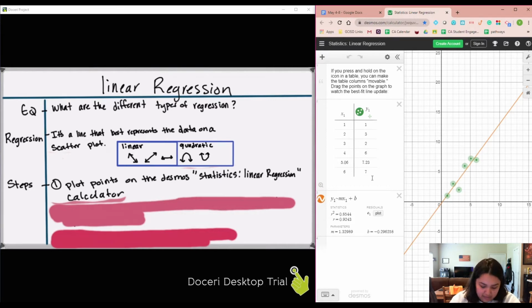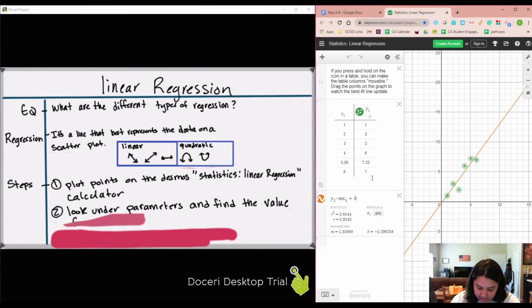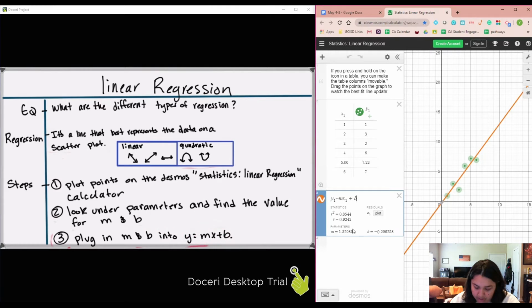Our second step is to look under parameters and find the values of m and b. Here in parameters, for this example, m is equal to 1.329 and b is equal to negative 0.296. We will use both of these, m and b, to do our last step, which is to plug m and b into your y equals mx plus b form. Once you have that, you have your equation for your linear regression.